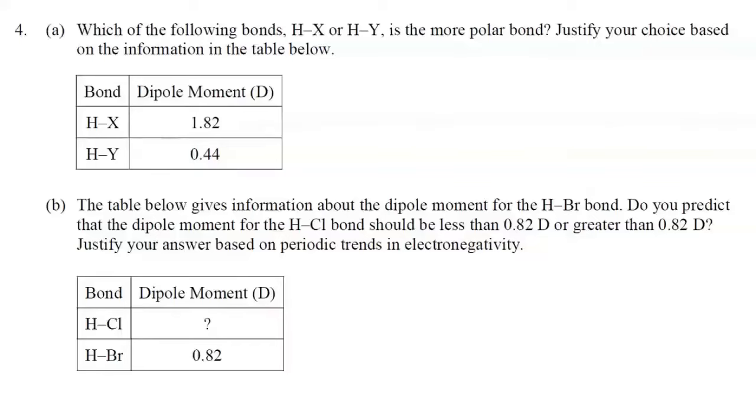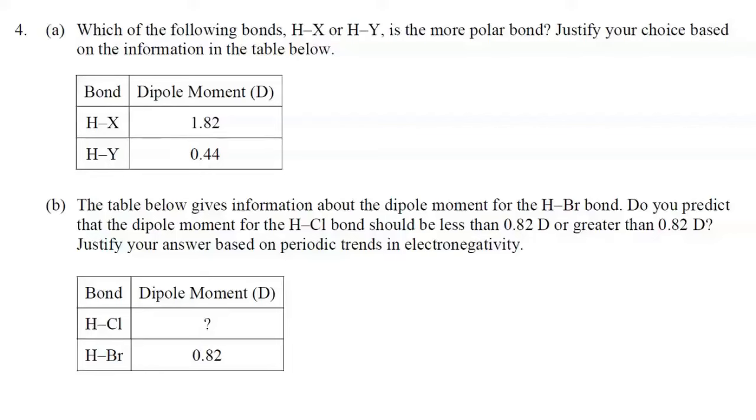All right, this is question 4. And this question should help you make the connection between the degree of polarity of a bond and the magnitude of the dipole moment of that bond. So question 4, part A asks, which of the following bonds, HX or HY, is the more polar bond? Justify your choice based on the information in the table below. So H is hydrogen, but X and Y are simply unknown elements.